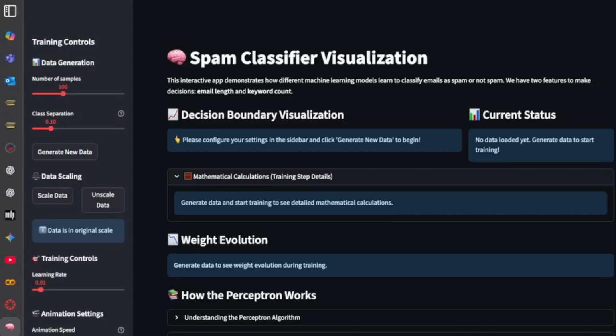In this video, we're going to look at what a machine learning model is. We're going to look at a spam classifier. A classifier says what category something is. In this case, it's going to be spam or not spam. So that's a binary classification.